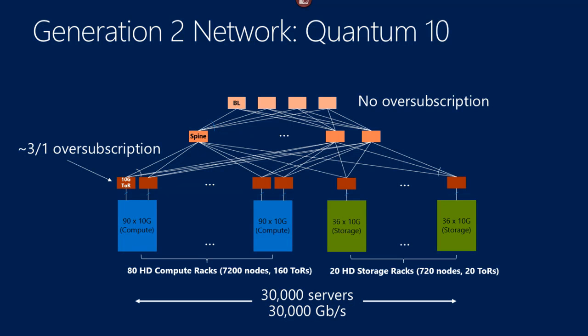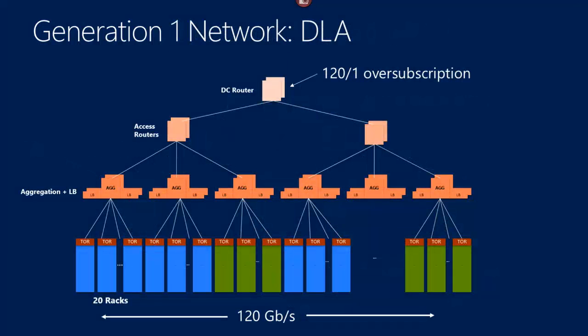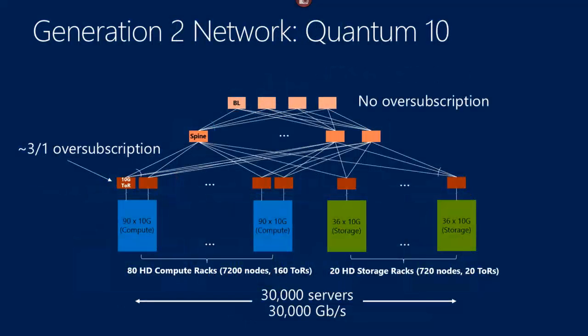So big change there. And then if you look at the scale that we can achieve on this one, the other one was a roughly 10,000 server scale. This one's 30,000 server scale. So these are how many servers we can put on there with no oversubscription at the top. And if you compare this number, I think it's pretty dramatic. We had 120 gigabits per second. And on this one, we've got 30,000 gigabits per second east-west bandwidth. So really highly optimized.